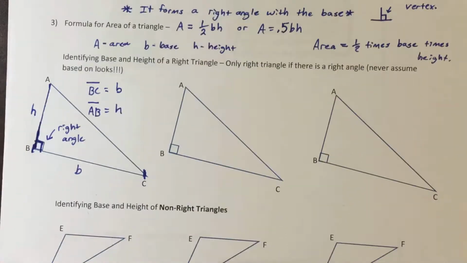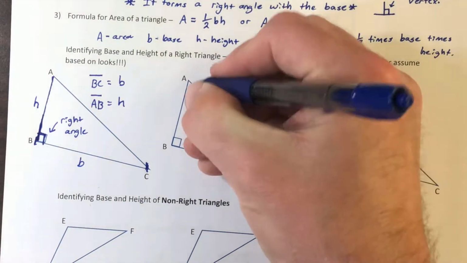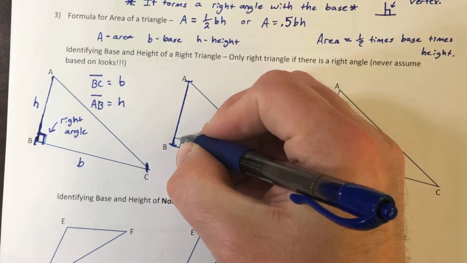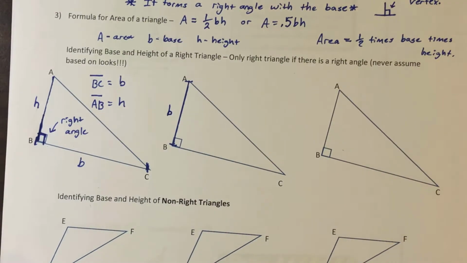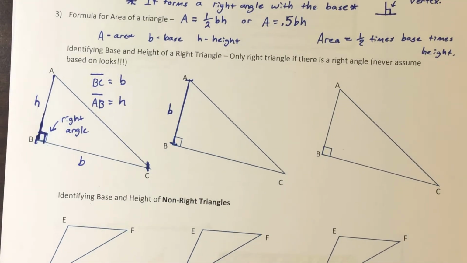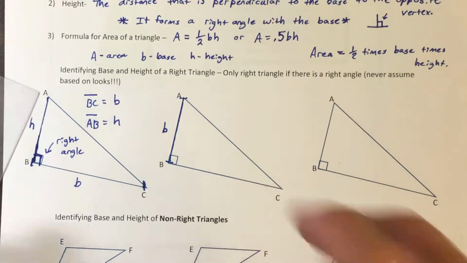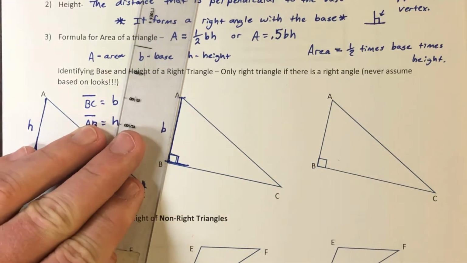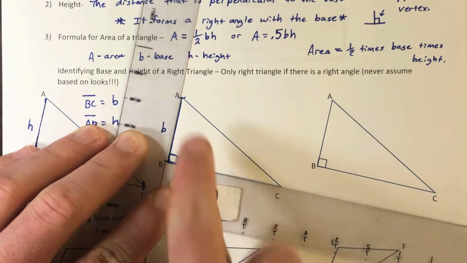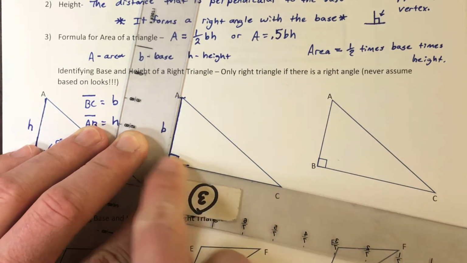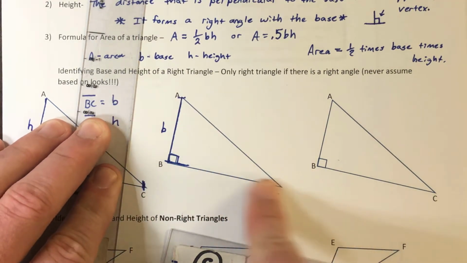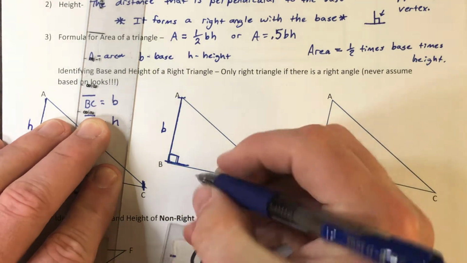Okay, so we said the base could be any of the three sides. So what if I chose this side to be my base from A to B? Well, I could label it like that. Now, what line forms a right angle with it? Well, I see right there. That's my right angle. I could use a ruler or two straight edges to show that it makes a nice 90-degree angle with it. So if this is my base, this is the height. This is how tall my triangle is.